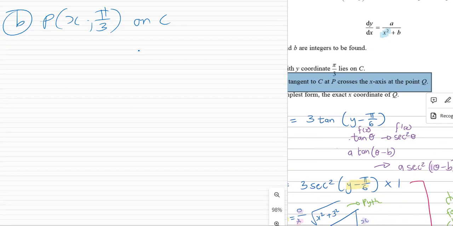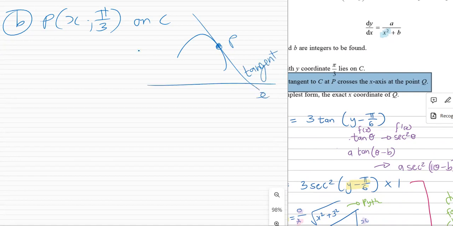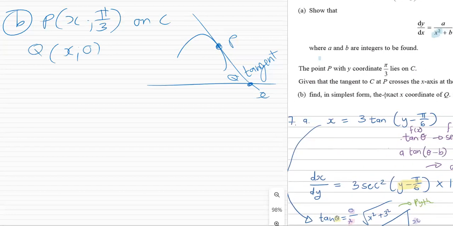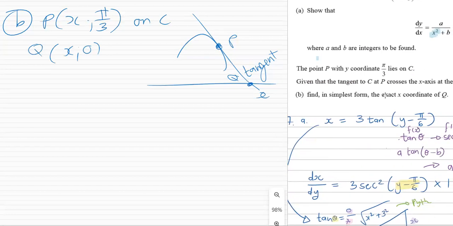Okay, so we know we have a curve, some sort of curve. And then we have a point P, and then we have a tangent. And we know that there is an x-axis there, and it crosses the x-axis at point Q. So we know that Q is going to be (x, 0), because it crosses the x-axis, so y is always 0. And the question asks, what is the x coordinate of Q? So it wants this x coordinate.